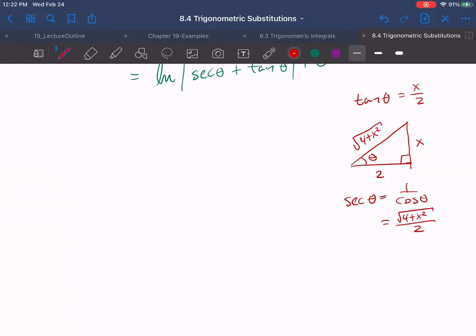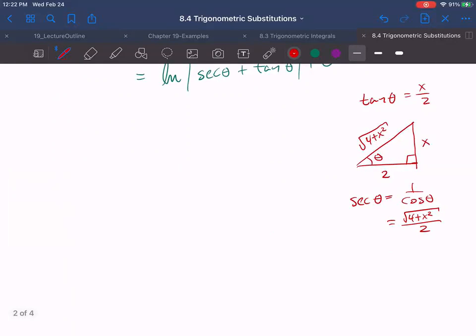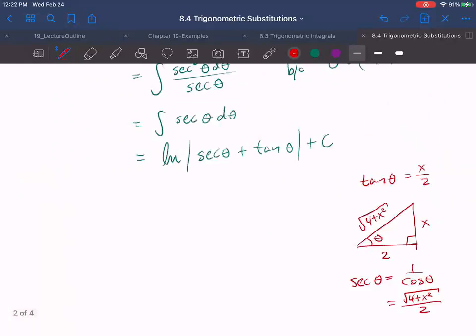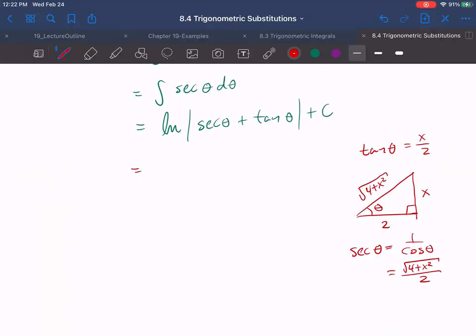Okay? So we already have that tangent. We're looking at this now. Move down. There we go. So this will become natural log. Our secant is square root of 4 plus x squared over 2. And tangent is x over 2. So we just use that triangle to figure out whatever trig values we had left, right? In terms of x, plus x over 2, plus c.